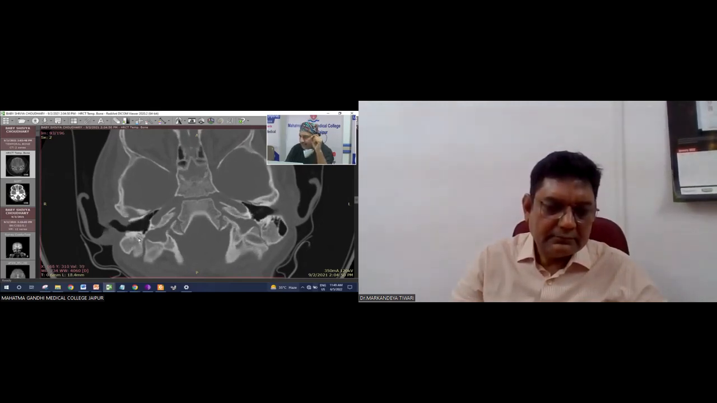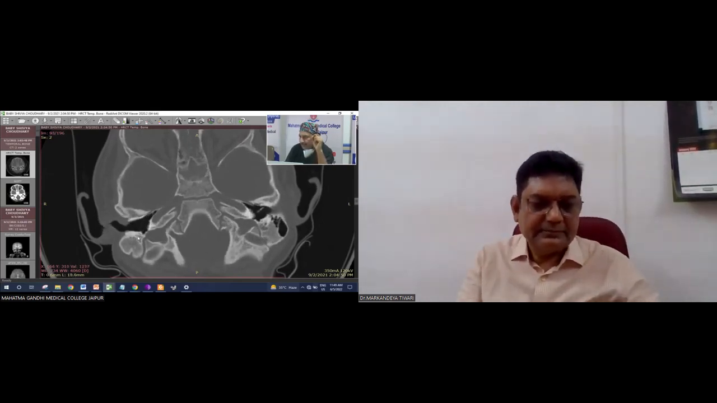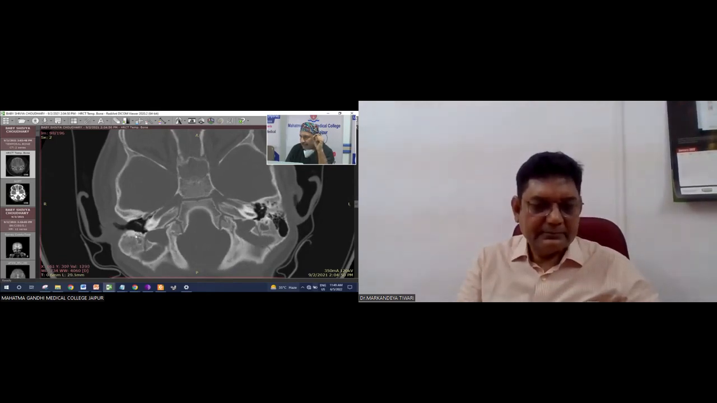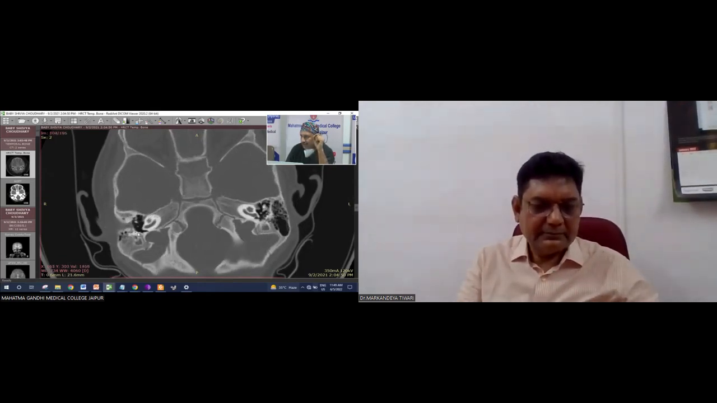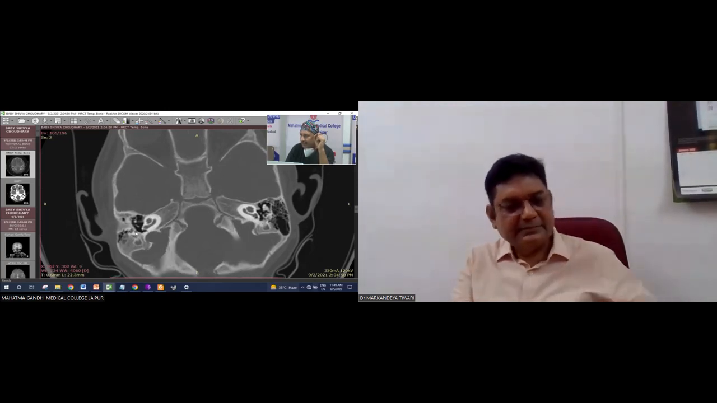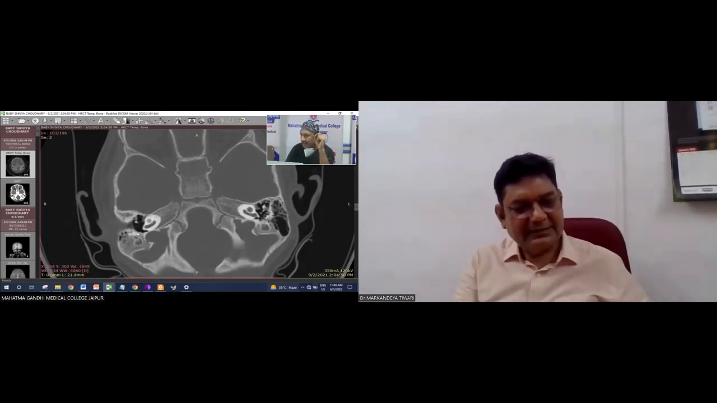Can you see this small nerve where my cursor is going? I'm following it up, following it up. Can you see this small nerve? Very small nerve. That is the chorda tympani, and where is it going? To the medial end of the external auditory canal.